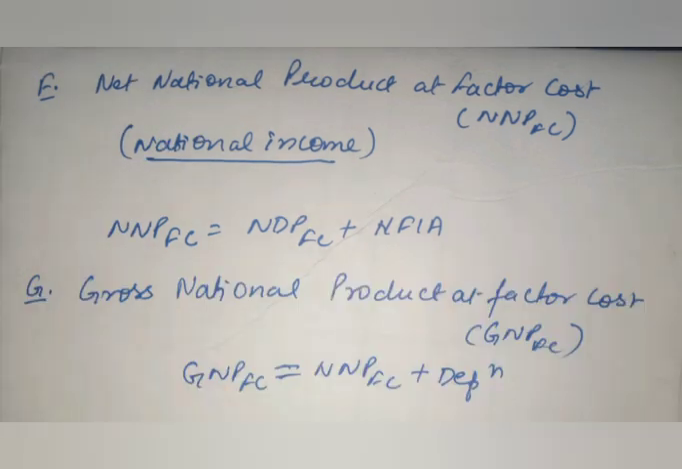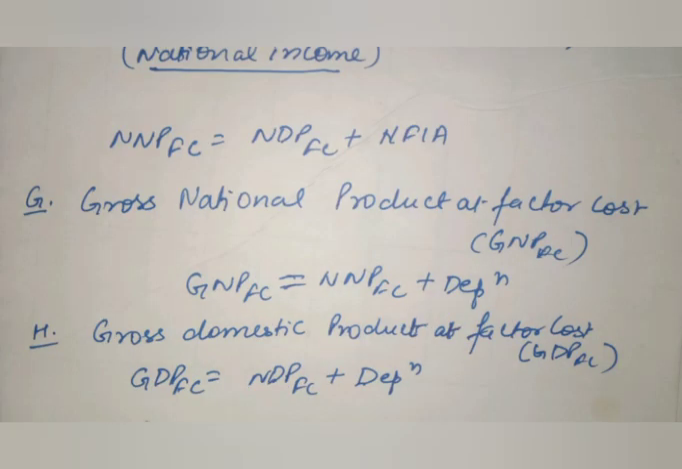The seventh aggregate is gross national product at factor cost, GNP FC, which is the sum of factor cost of the gross product supplied by the normal residents of the country during a year. For deriving it from NNP FC, we need to add depreciation. The last aggregate is GDP FC, gross domestic product at factor cost, which is a sum of net value added by all the producers in the domestic territory of a country and the consumption of fixed capital during the year. For deriving it from NDP FC, we need to add depreciation.